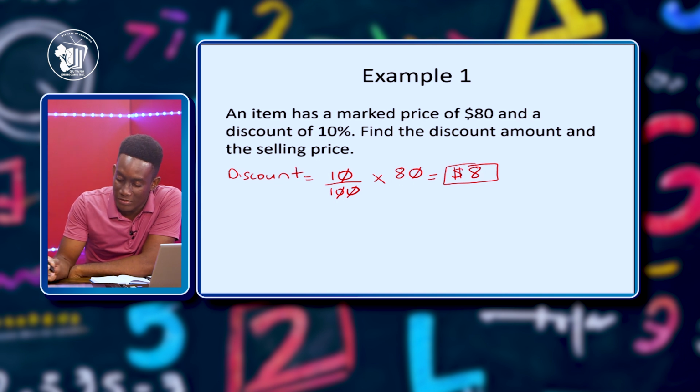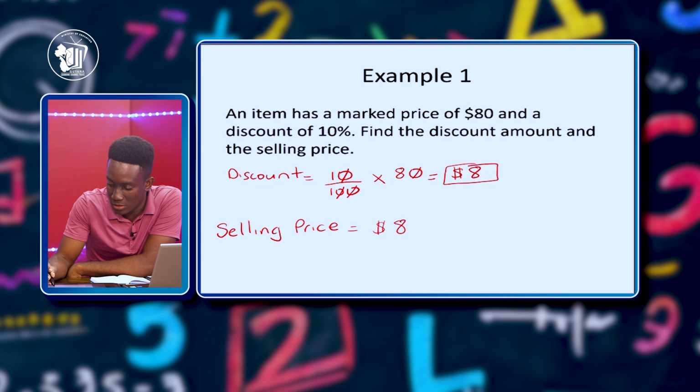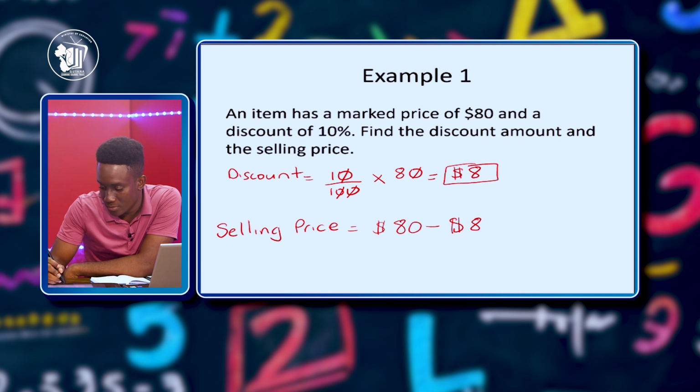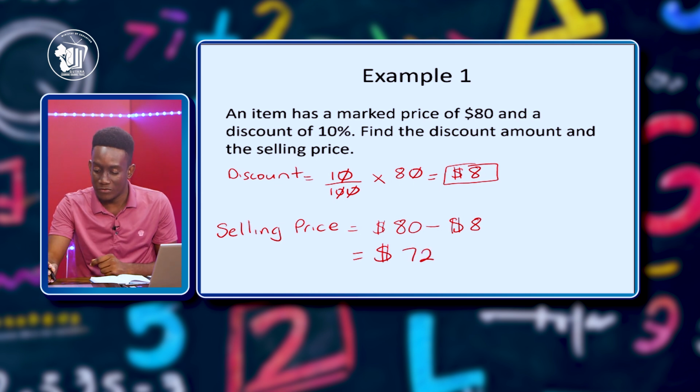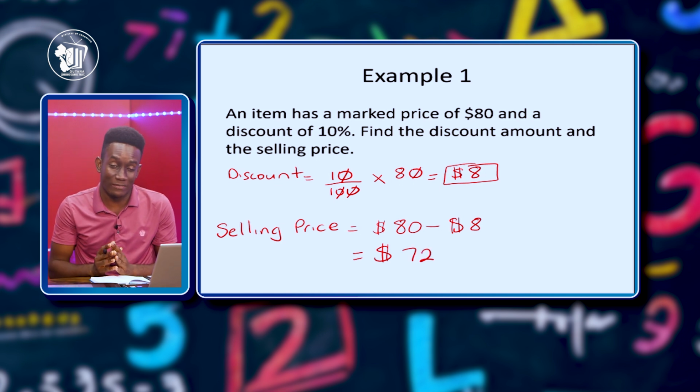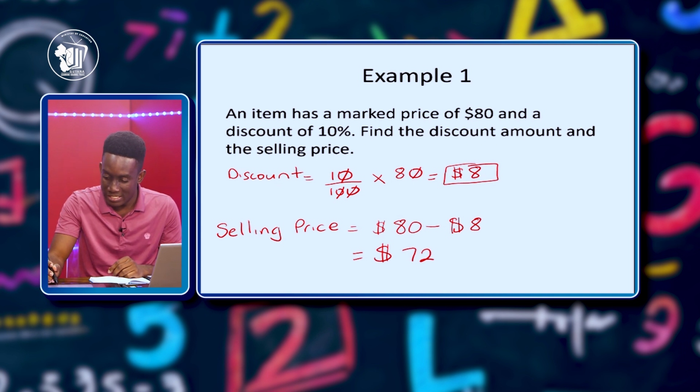So the next thing they want us to find is the selling price. So the selling price would be, in this case, the marked price, which is $80, subtract the discount, which is $8. So when we subtract this, we see the item will cost $72. 80 minus 8 would give us 72. So the selling price for the item after you take out the discount would be $72. And that is as easy as that as to how you find discount.